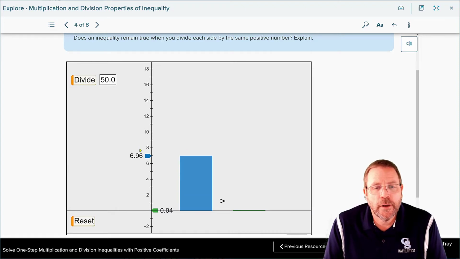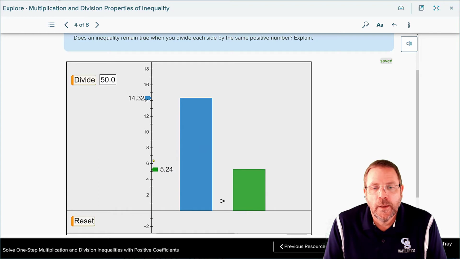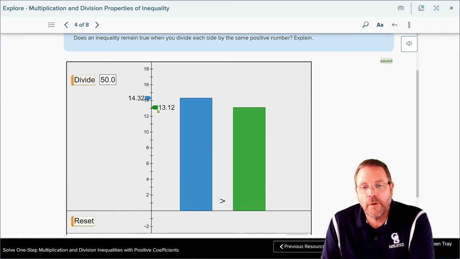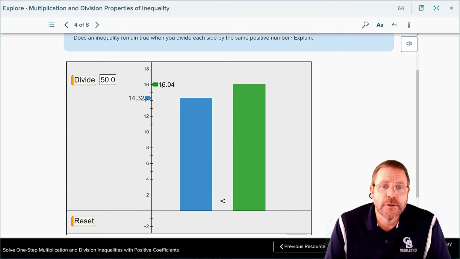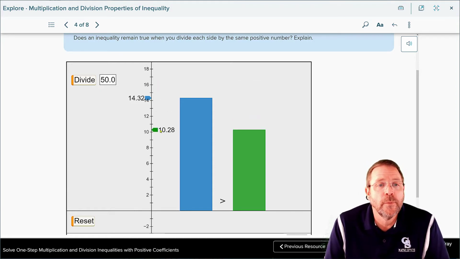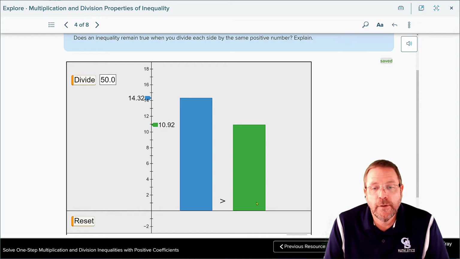But what if we come up with some new numbers here, and I set them up to where, oh, look at that sign down there. Watch what happens if the green one goes higher than the blue one. The sign changes directions, right? That's pretty cool. So if I divided that by 50, we got that.